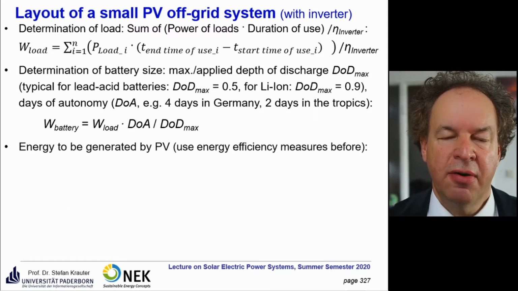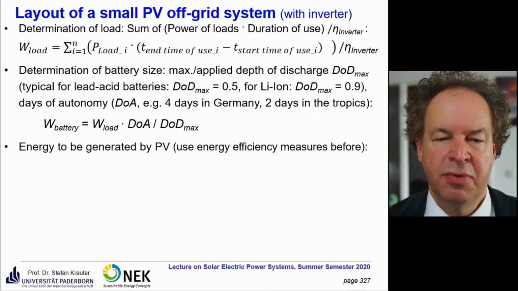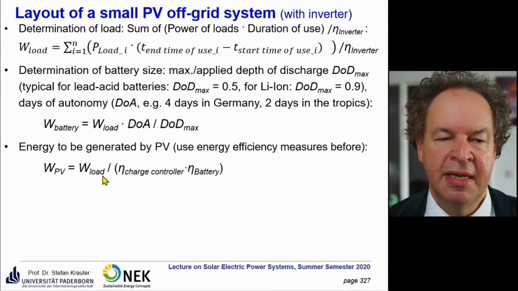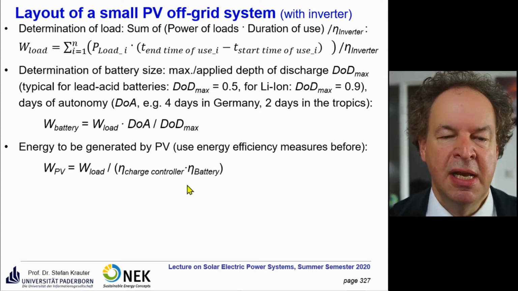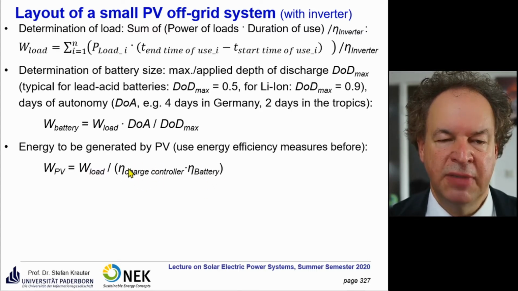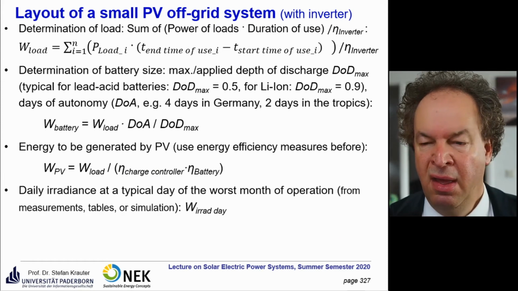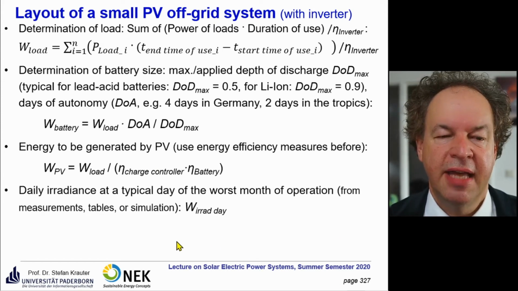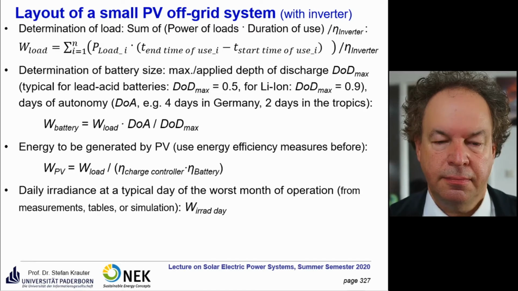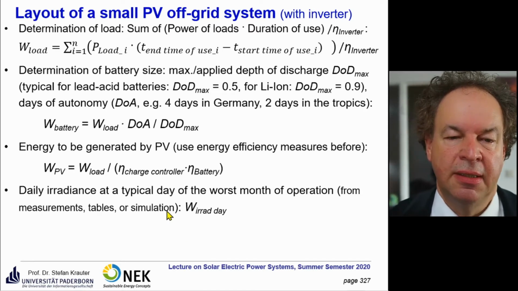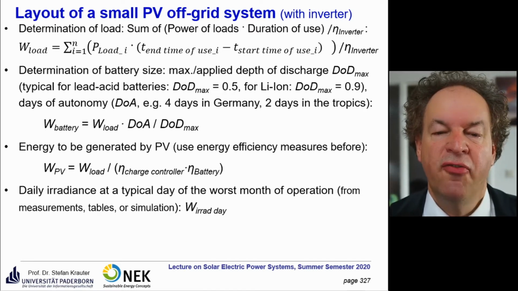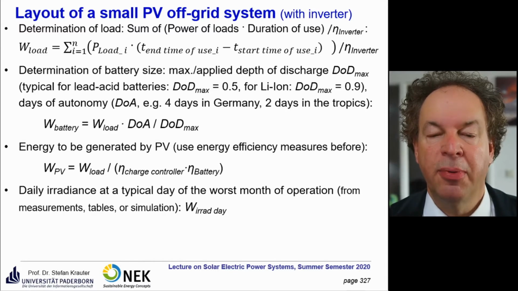The energy to be generated by photovoltaics, as I mentioned, we have to use energy methods before. It makes complete sense. And then we have to consider also the efficiency of the battery, but also the electronics. That's here the charge controller. Then we take the daily irradiance at a typical day in the worst month of operation.